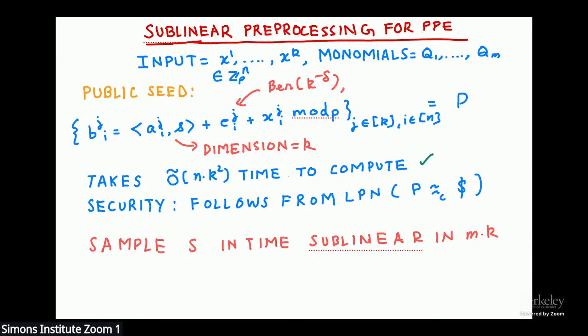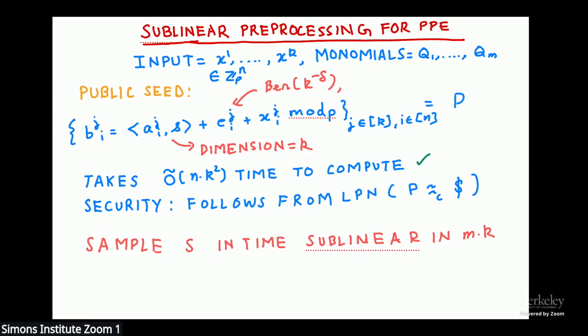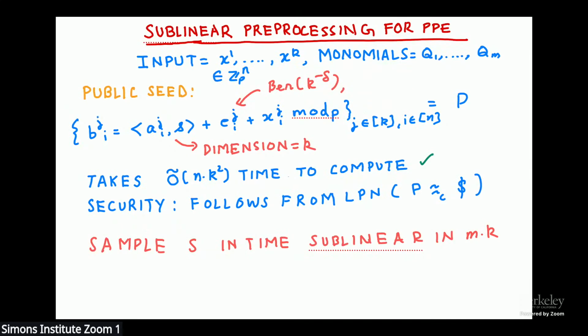Okay, so this is already good. This is the public seed, that's it. This takes n times k squared time to compute. So it's all within our quota of sublinearity. Security is also trivial, because all you need is to show that this is indistinguishable from random. Now, how do I sample the secret seed in time which is sublinear in m times k?